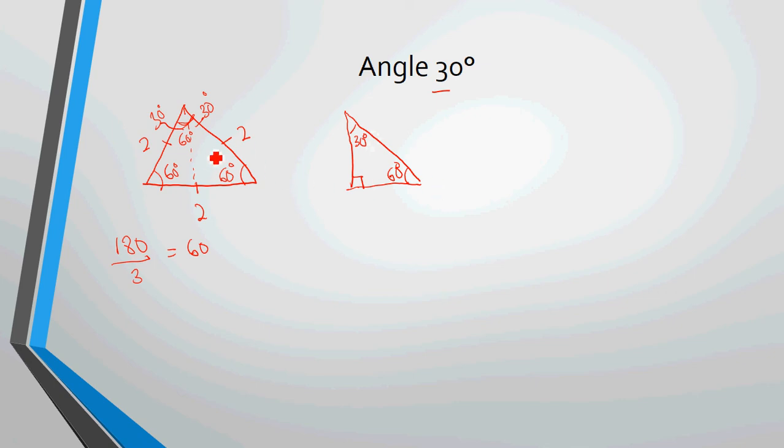So what about the length? The length here is equal to this, which is 2. This length is half of this side, right? So half of 2 equals 1. How do we find the height? To find the height, you use Pythagoras theorem.